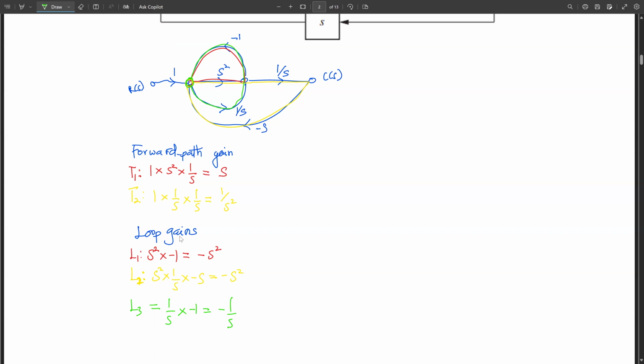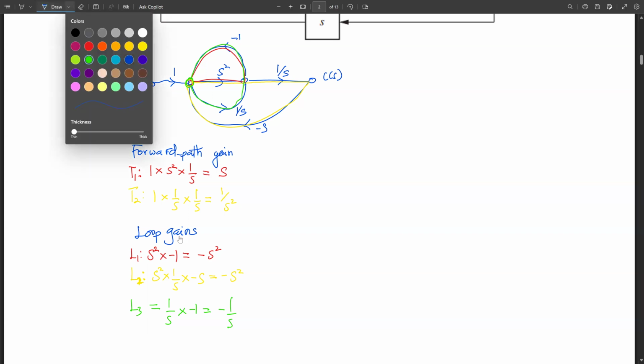Now, from what you've seen so far, there's not going to be any non-touching loops taking 2 at a time or taking 3 at a time. You can actually see that every loop shares a node. So there's no way that the 3 loops here are touching each other. So there cannot be any non-touching loops taking 2 at a time or taking 3 at a time. Right. So let's just move on to the formula.